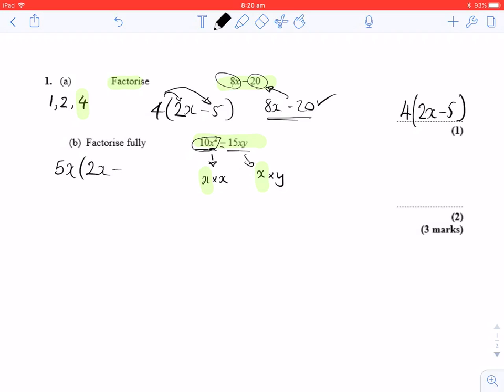5 times what gives me 15? Well, that's 3. And x times what gives me xy? Well, I've already got the x involved, that's on the outside, I just need the y, so the y goes there. So 5x brackets, 2x minus 3y, close brackets, and that is our final answer.